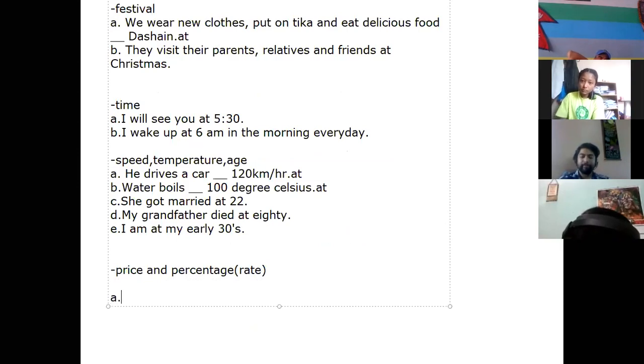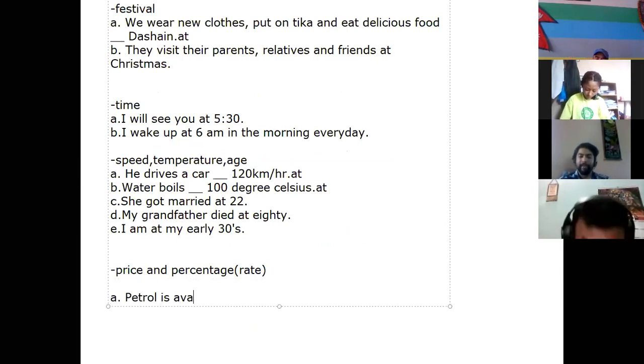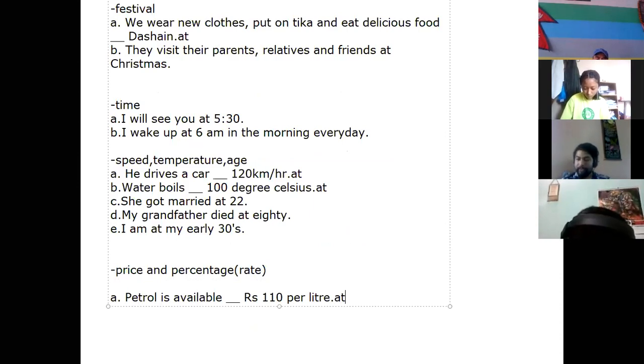For example, petrol is available dash rupees 110 per liter. के लेख्ने? Petrol is available at rupees 110 per liter. Right? This is how you do it.